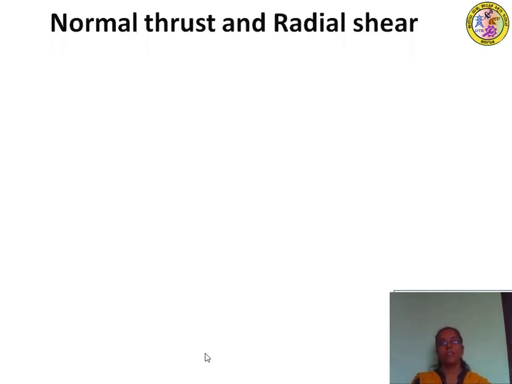Next, we have these new terms of normal thrust and radial shear. It is just like axial force and shear force in the case of a conventional beam. It is renamed, or it is none other than normal thrust and radial shear in the case of arches. So let us take a segment of an arch.